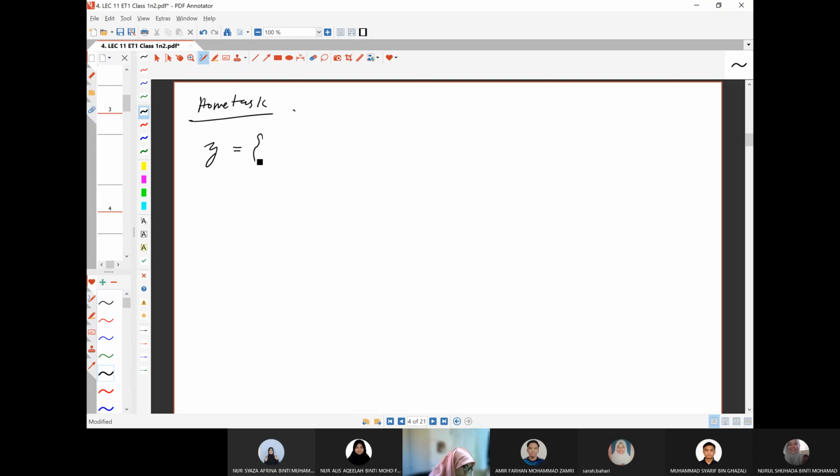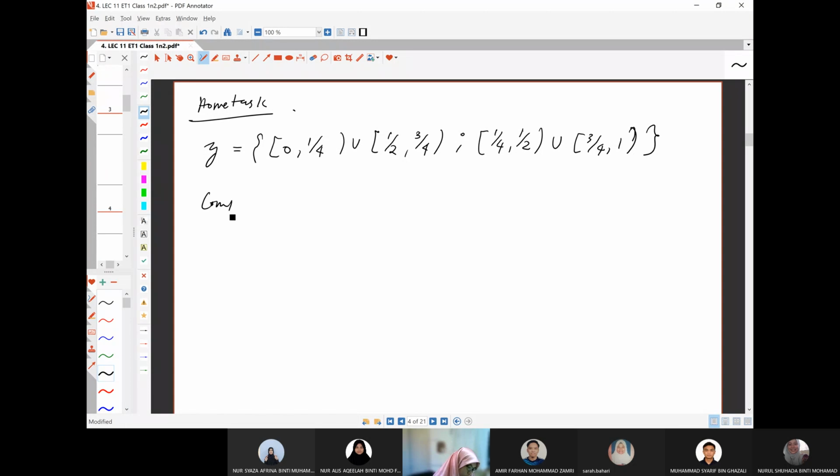Okay, let zeta be this partition that has the elements 0, 1/4, union with 1/2 and 3/4. And another one, you have 1/4 with 1/2, union with 3/4 and 1. Okay, this is the elements in the partition zeta. So you can try to compute the entropy of psi given that zeta and entropy of eta given that zeta. So psi dengan eta ni adalah sama, guna the from previous exercise.